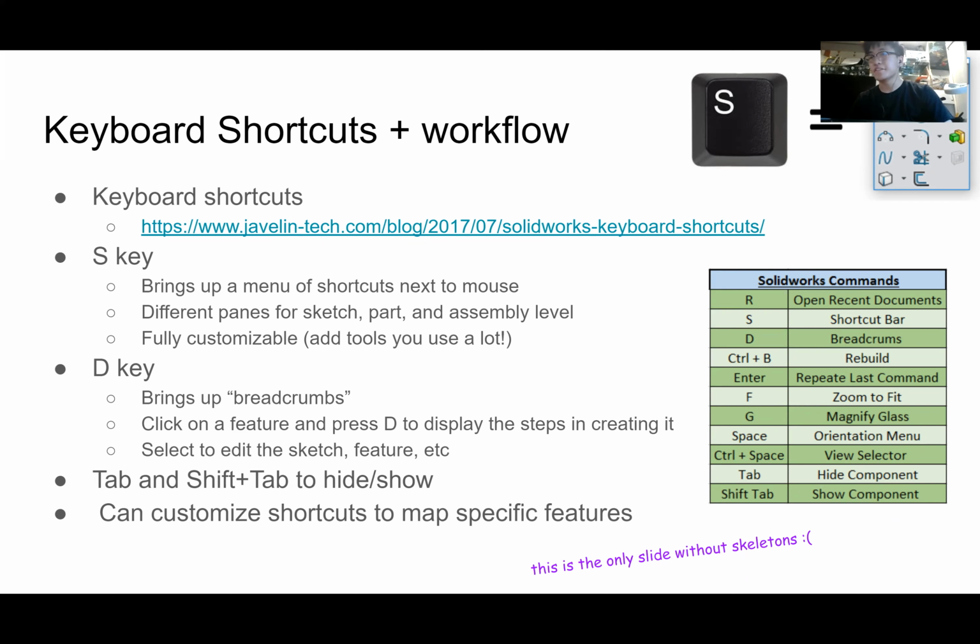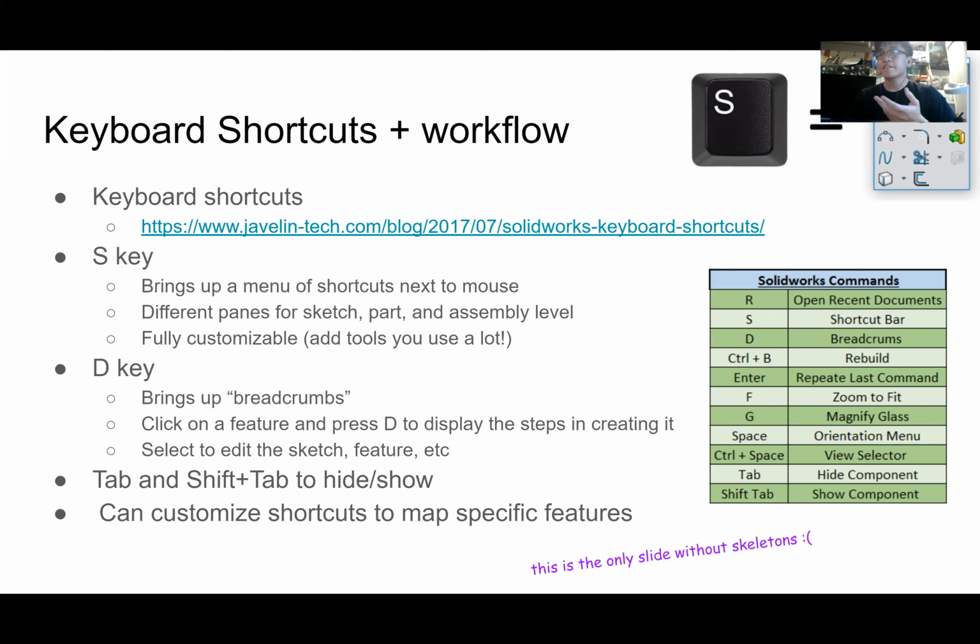So in that link, you can see some SolidWorks keyboard shortcuts, and here's some of the more helpful ones that might be of use to you guys. So the S key brings up a menu of shortcuts next to the mouse. You could customize the shortcuts in that menu, but I think the default is you could view different panes for a sketch, part, or assembly.